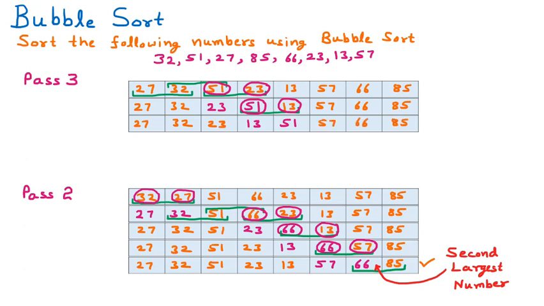Again we are going to compare the next two numbers here. So 51 and 57, they are at the proper position in ascending order. 57 and 66, they are in ascending order, no problem. 66 and 85, they are in ascending order, no problem. So here in pass 3, we got the third largest number at the proper position. The third largest number we have is 57.